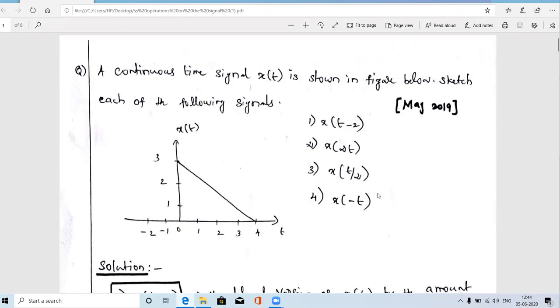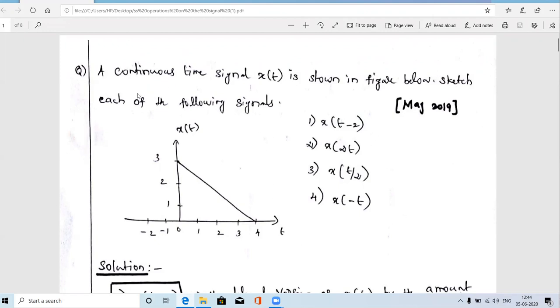And another operation is x of minus t. So minus t means a time inversion, or time reversal. And other than this, there is also amplitude scaling. These are all the operations performed on the signal.